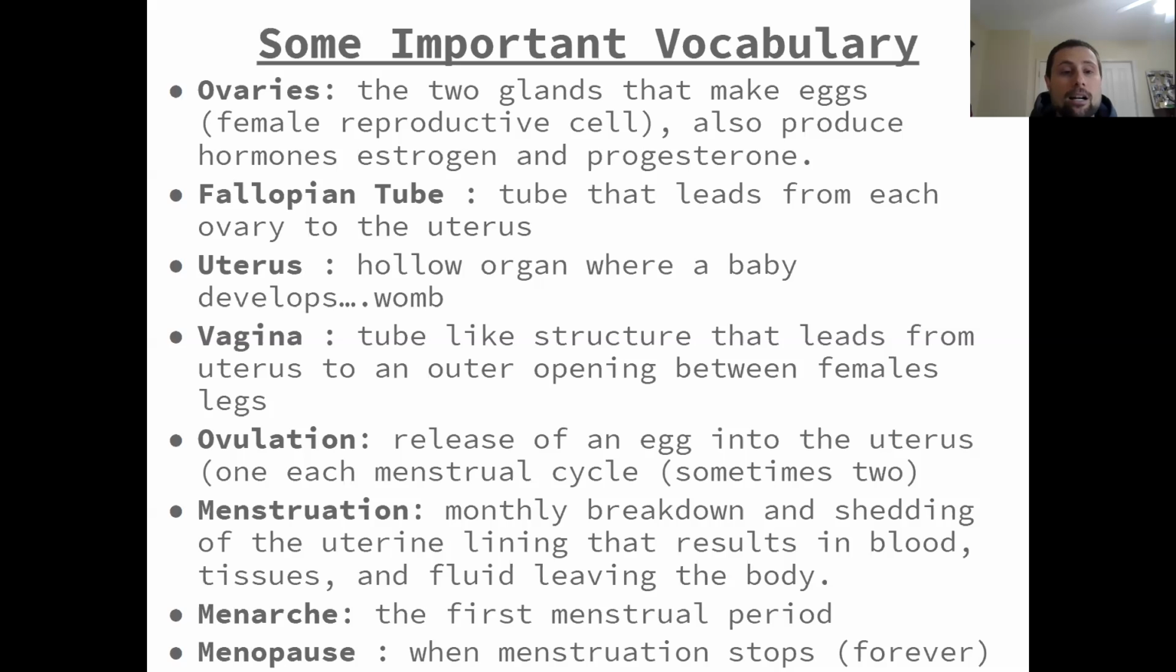Okay, menarche is the first menstrual period. And menopause is when menstruation stops forever. So that happens typically later on in a woman's life. It can happen sooner rather than later. But those two terms, it's the beginning and the ending. Menarche and menopause are the two terms related to when the menstrual cycle begins and when it ends.